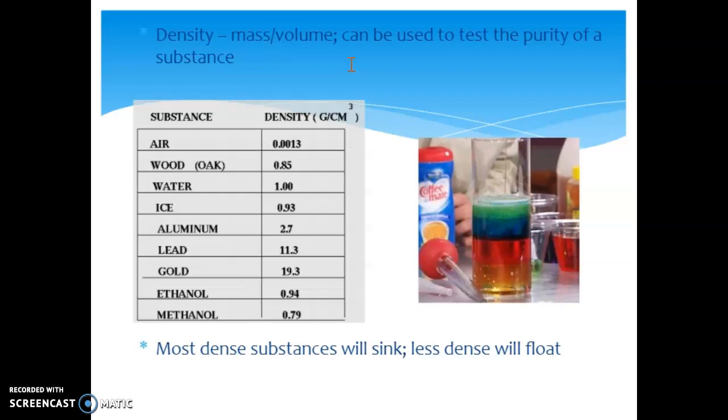You could use density to test the purity of a substance, or you could try to identify a substance using the density. So if I don't know what something is, I could try to determine its density, or its mass divided by volume, to determine what that substance might be.